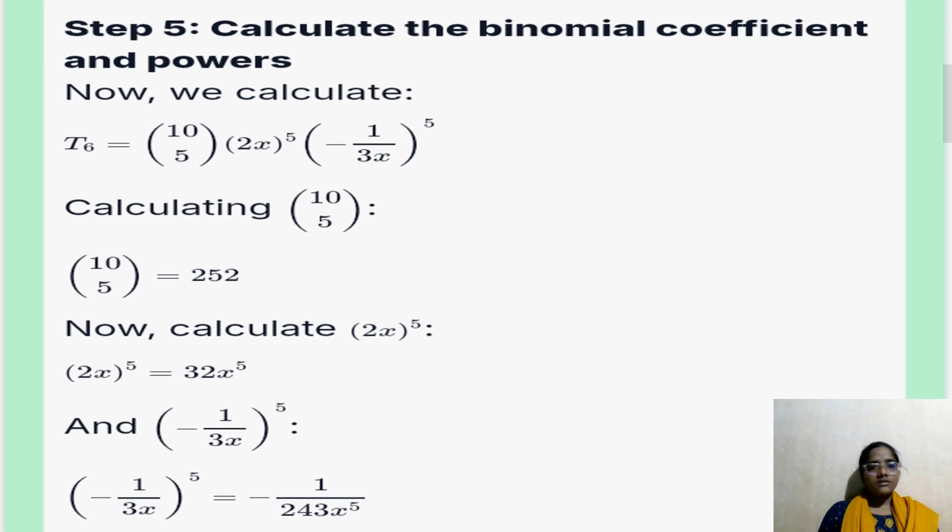In step 5, we calculate the binomial coefficients and powers. Now we calculate T6 equals 10C5 into (2x) to the power of 5 and (minus 1 by 3x) to the power of 5. By calculating 10C5, we get 252. Now (2x) to the power of 5 gives 32 into x to the power of 5, and (minus 1 by 3x) to the power of 5 gives minus 1 by 243 into x to the power of 5.